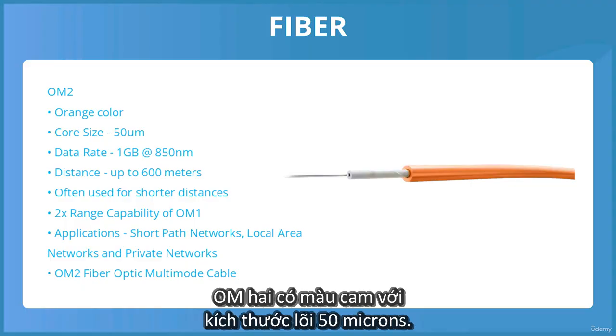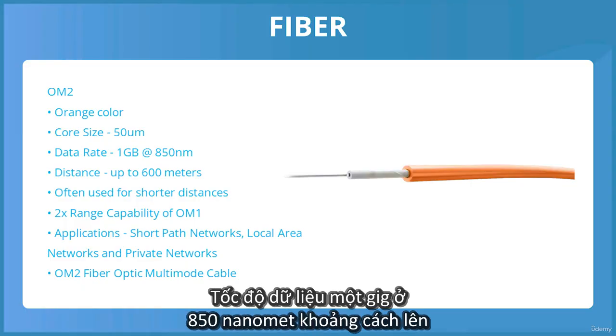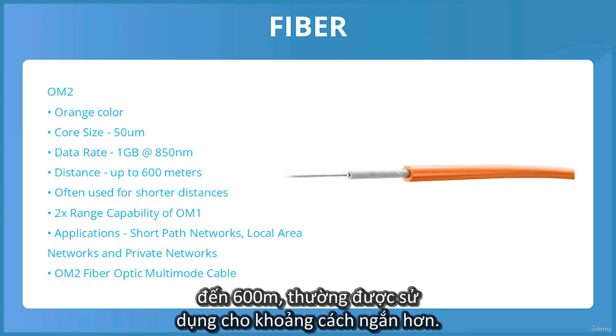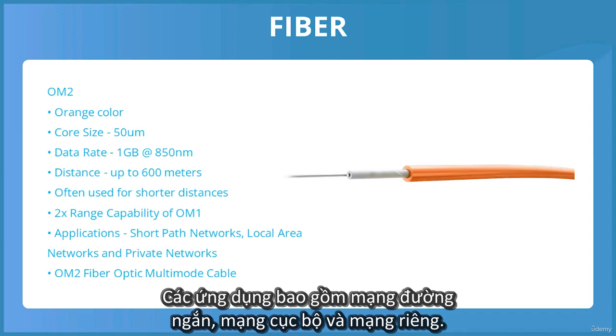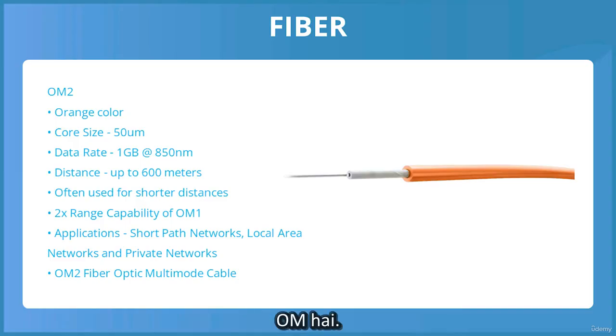OM2, orange color, core size 50 microns, data rate 1 gig at 850 nanometers, distance up to 600 meters, often used for shorter distances. 2 times the range capability of OM1. Applications include short path networks, local area networks, and private networks. OM2 fiber optic multimode cable.